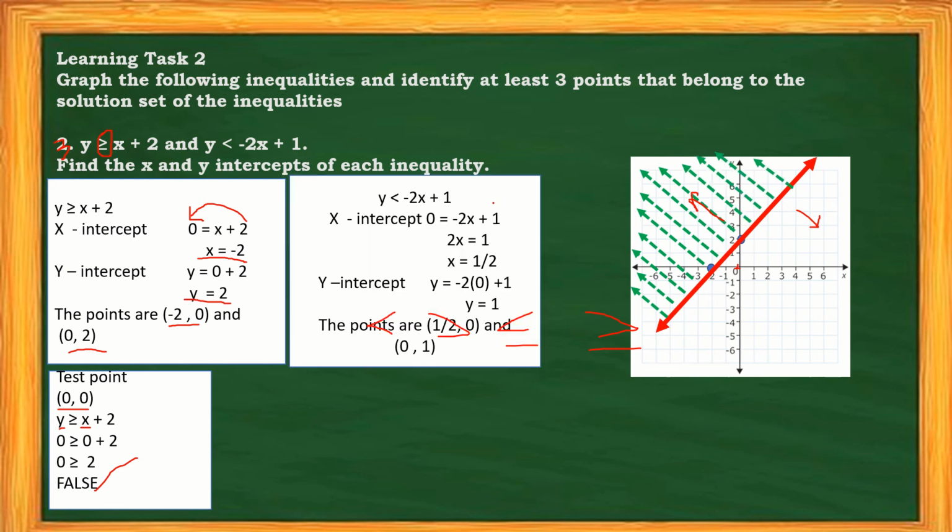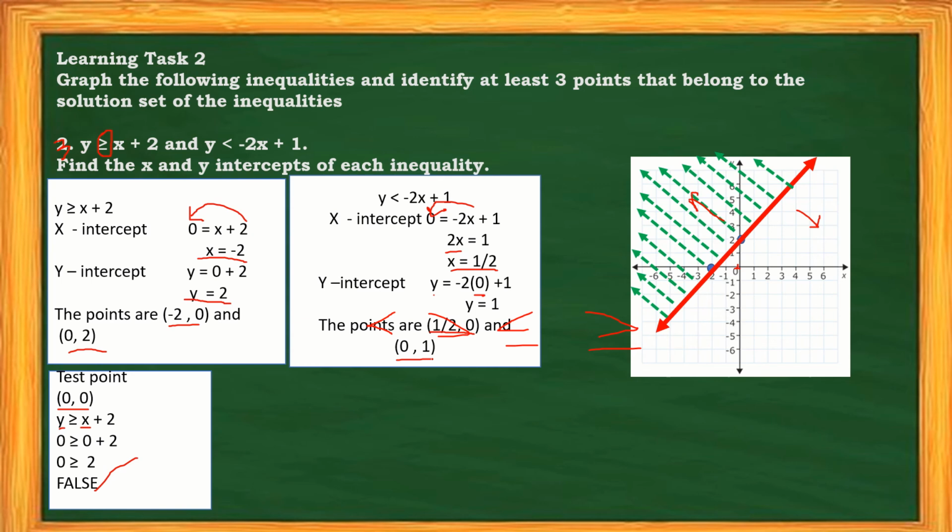Okay. So, let us have the second inequality. y is less than negative 2x plus 1. So, again, find the x and y intercept. So, x-intercept, y is 0. So, 0 equals negative 2x plus 1. So, ilipat natin yung negative 2x, so magiging positive 2x equals 1. So, divide both sides by 2. So, x equals 1 half. So, ang point natin diyan is 1 half, 0. And y-intercept, so x is 0. So, magiging y equals 1. So, ang point natin diyan ay 0, 1.